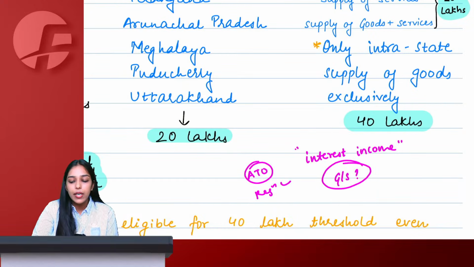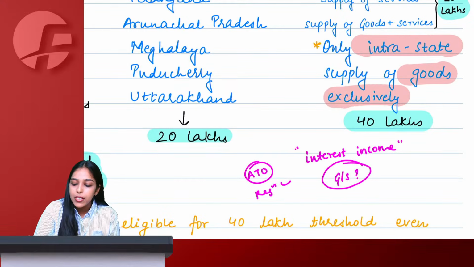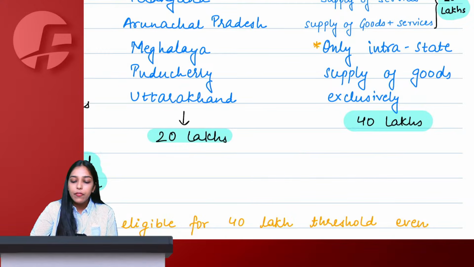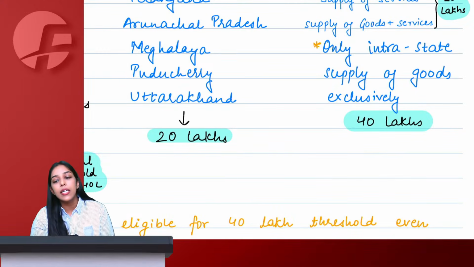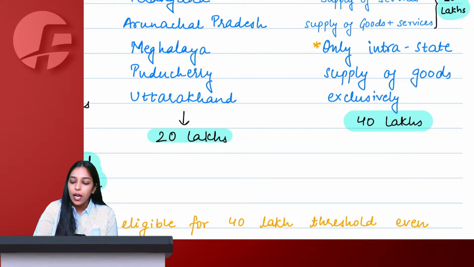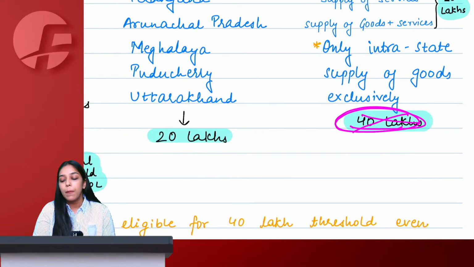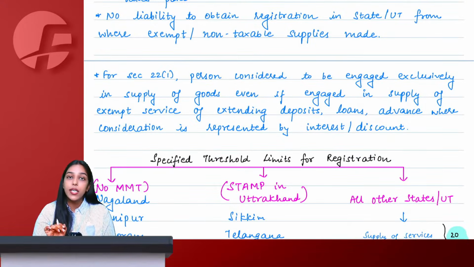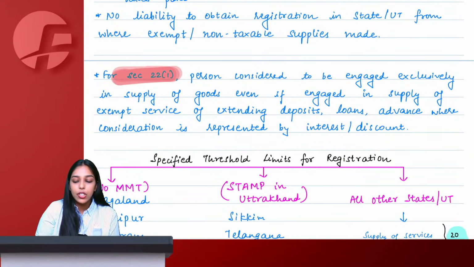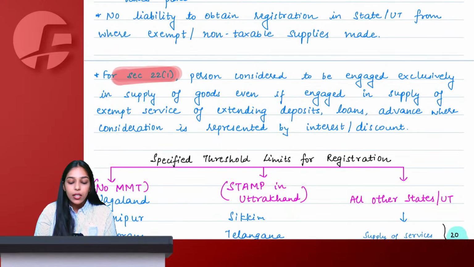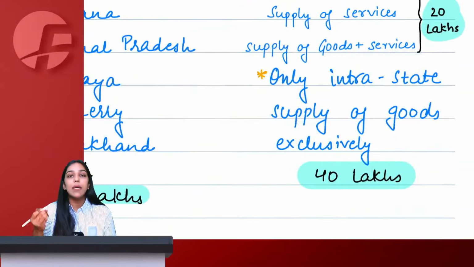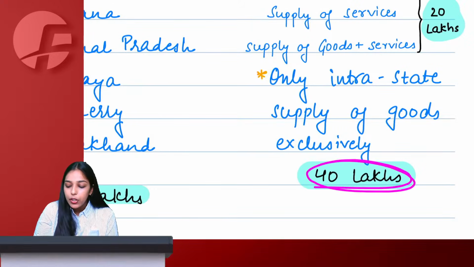Understood. Because here we are saying that only for a goods person we give the 40 lakh benefit. But interest is a service, ma'am. And every person in India would be earning interest income, which means nobody in India would ever get the 40 lakh benefit. Therefore, government said that only for section 22, if a person is earning interest or discount income by giving loan, deposit, advance, no problem, we consider that as goods only and that person can still avail the benefit of 40 lakh.